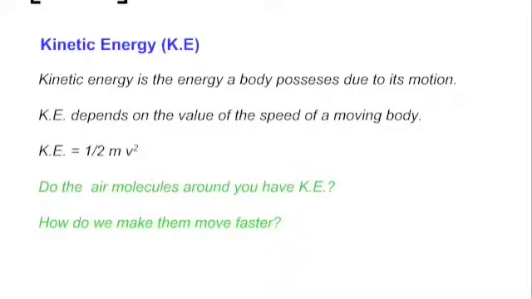As you can see in this formula here, we can calculate the actual amount of joules of kinetic energy by using this simple formula: half multiplied by the mass of the object in kilograms multiplied by the speed of the object squared. So this is how you calculate kinetic energy using a formula.